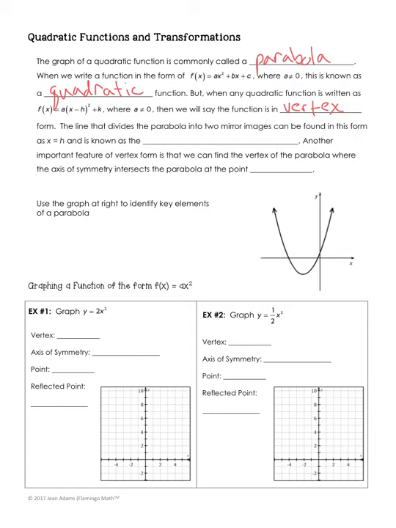So for instance, if you're adding or subtracting something inside the function, that's your right-left movement. If you're adding or subtracting something outside the function, that's your up-down movement. The coefficient, or the number in front of the function, is where we stretch or shrink. And remember, if a is greater than 1, it stretches. If a is between 0 and 1, it shrinks. And then if a is negative, it's going to reflect over the x-axis.